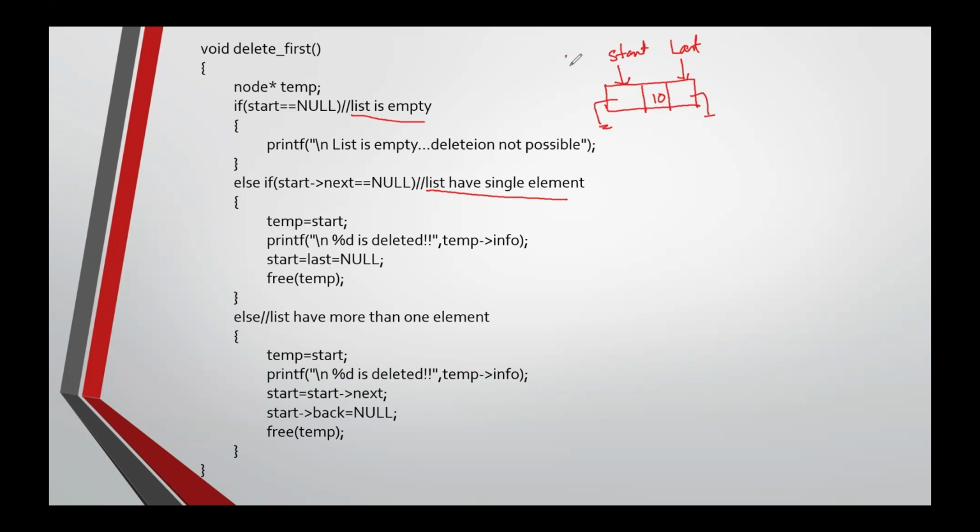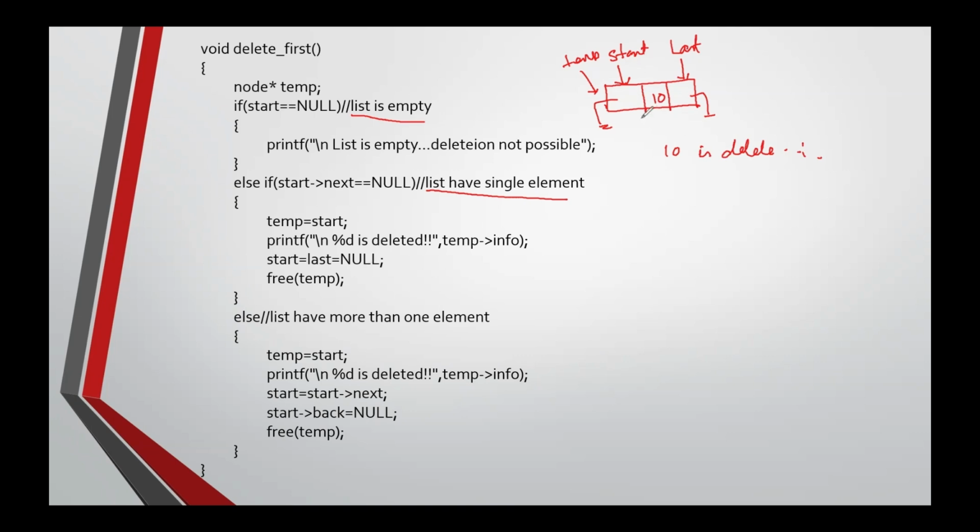So we have to make the temp. What is the temp? Temp right now points to this one. Then percent d is deleted, that's the temp info. What is the temp info? 10. So the output will be displayed: 10 is deleted. So it will print this value. Then we make start equal to last equal to null.